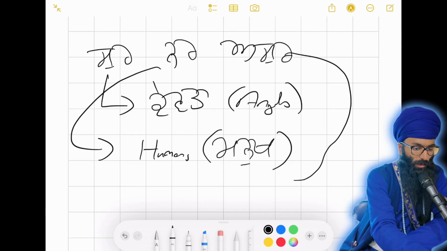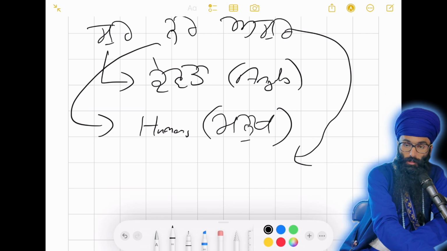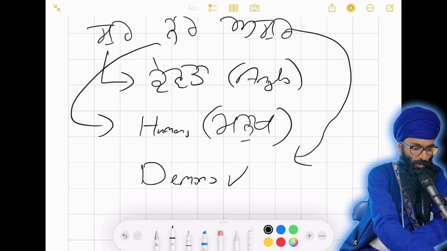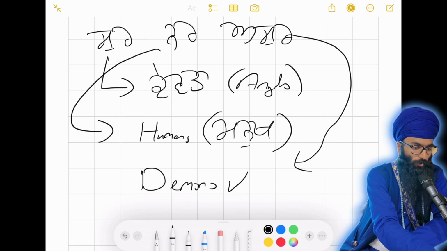And then Asur. What do you guys think Asur means? If the Ara is in the Kedwachik, what do you think Asur means? Demons. There you go, the opposite of Devte. You guys are catching on. Very good. Alright. Nar, Sur, Nar, Asur.